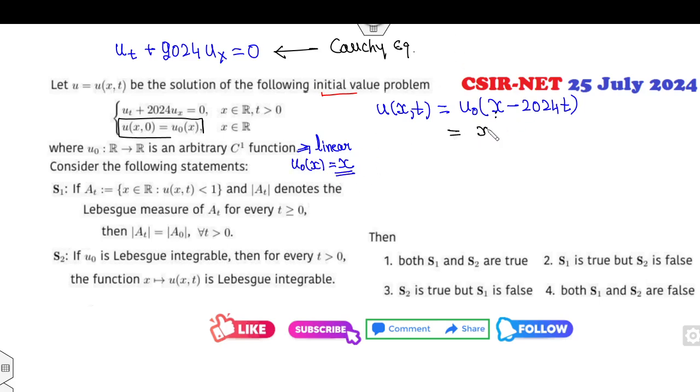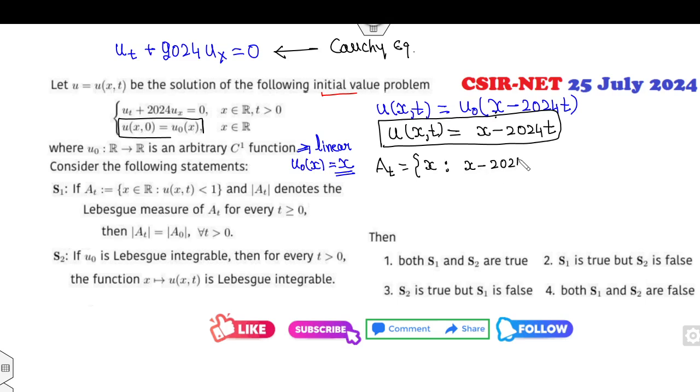So therefore this function is this part. Fine. So now my solution is this case. Now you can check option S1. If A_t is the collection of all those x such that u(x, t), that is |x − 2024t|, is less than 1, and A(t) denotes the Lebesgue measure.